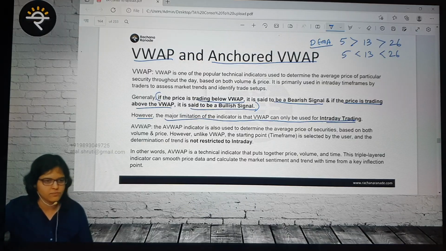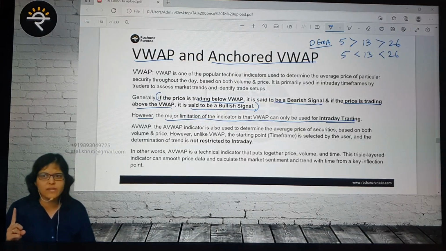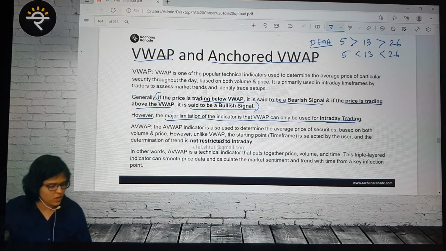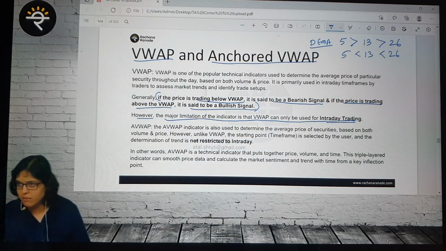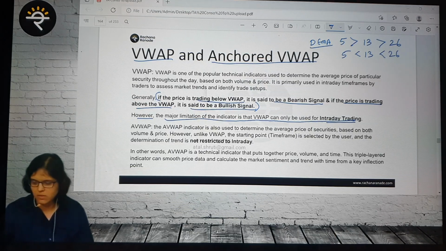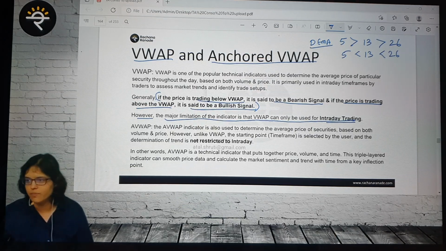Next one, MACD. What will you write? MACD line. Which was the color of the MACD line? Blue line, if you remember. MACD line, if you want to write it down, in bracket, blue. Crosses above signal line, in bracket, orange. What is this? Bullish.